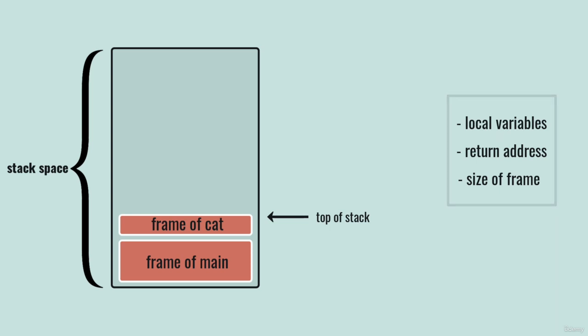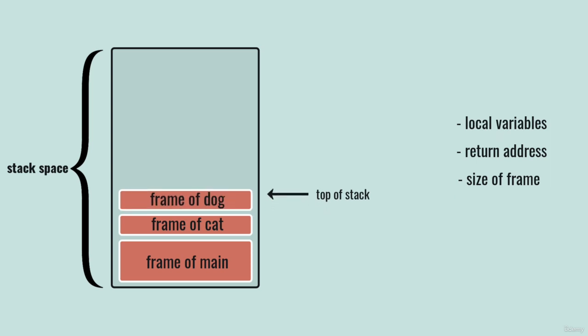Likewise, if cat calls another function, which let's say is called dog, dog's local variables, the size of its frame, and the return address to cat are stored in another frame on top. Notice that as we add frames, we have to keep track of the top of the stack, because that's where we add a frame when the next function is called. Many CPUs, including x86 CPUs, have a specific register for storing this address, usually called the stack pointer.